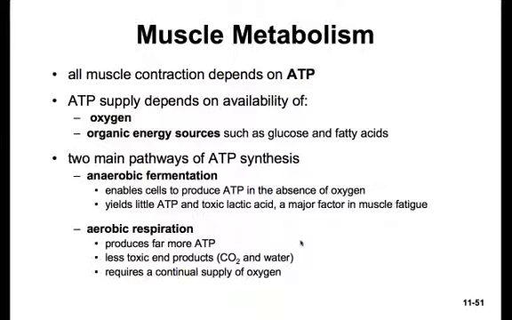Aerobic respiration produces much more ATP. This is the one that uses the Krebs cycle and oxidative phosphorylation. It produces less toxic end products and requires a continual supply of oxygen in order to produce carbon dioxide, water, and plenty of ATP.